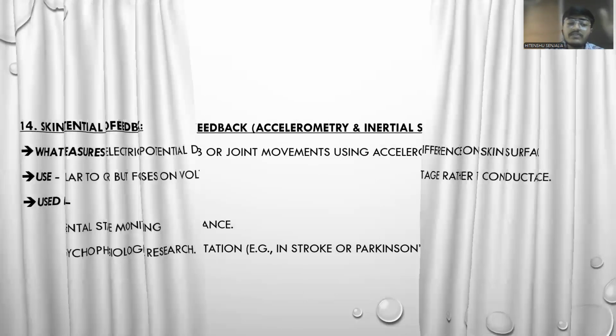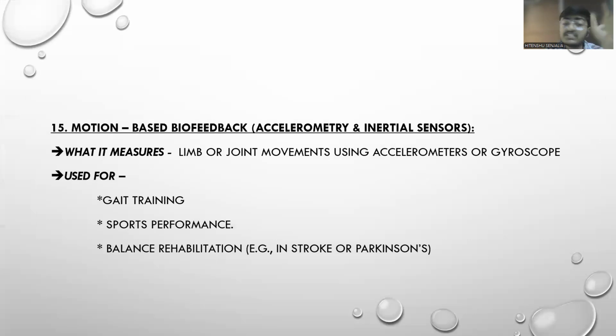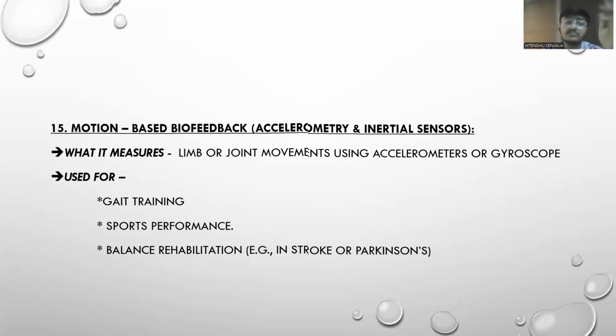The last biofeedback is the motion-based biofeedback, which measures limb or joint movement using accelerometers and gyroscopes. It is used for gait training, sport performance, and balance rehab. The person who has stroke or Parkinson's, for them balance training is much needed. So for that type of person, we can use this biofeedback.